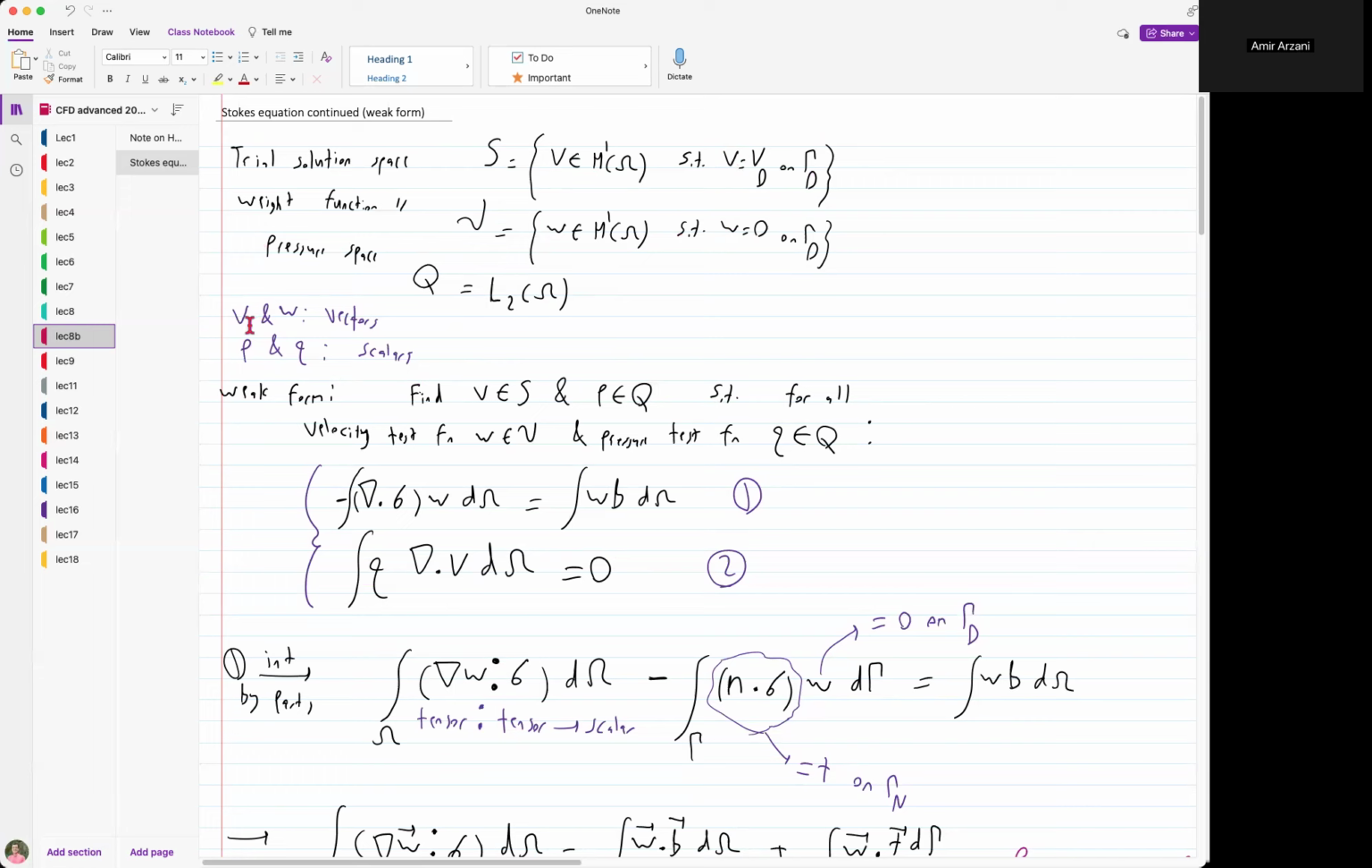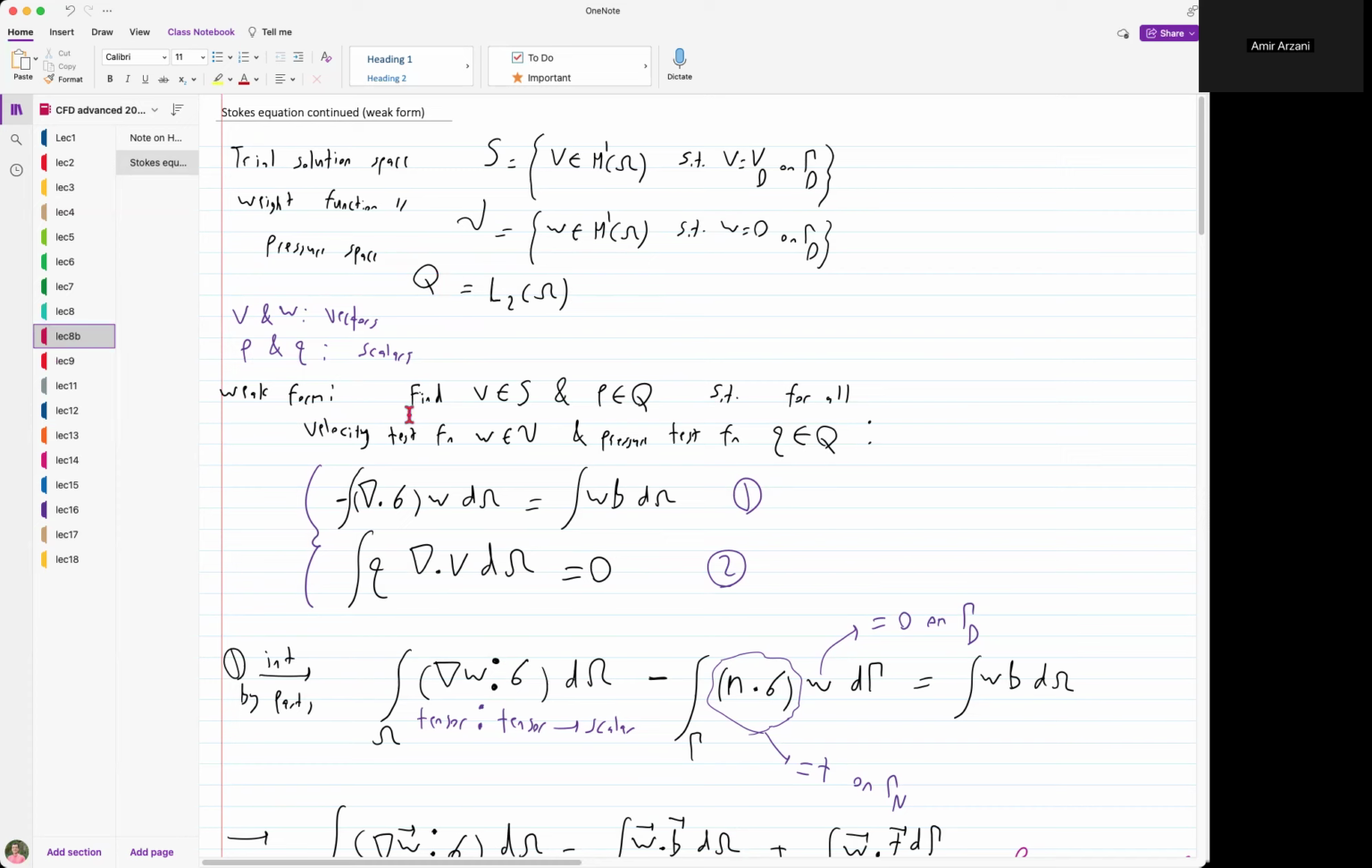Since we're solving for a vector in this case, a velocity vector, our weight function, our test function, is also a vector. So W is also a vector. And we also have another unknown here. We're solving for pressure, and pressure is a scalar field. So P and its corresponding weight function, Q, are scalars. And the space for pressure is this capital Q space, which we only require to be L2, so only square integrable. We do not need its derivative to be square integrable, and that's because of the way the weak forms turn out to be for the Navier-Stokes or Stokes equation.